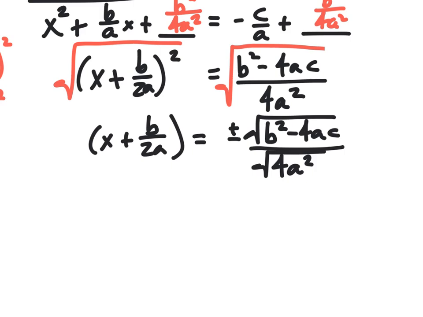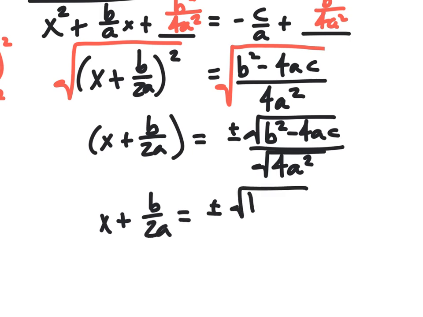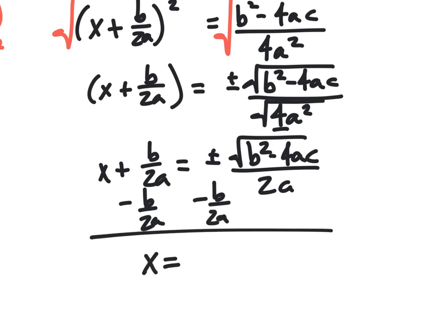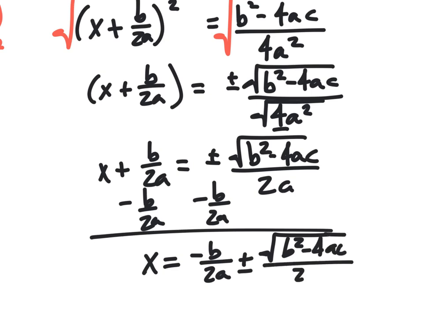Now the beautiful part about this is that I can actually take the square root of this part. So I get x plus b over 2a equals plus or minus the square root of b squared minus 4ac all over, the square root of 4 is going to give me 2, and the square root of a squared is a. Now I subtract b over 2a from both sides. So I get that x is equal to negative b over 2a plus or minus the square root of b squared minus 4ac, and then this is over 2a.